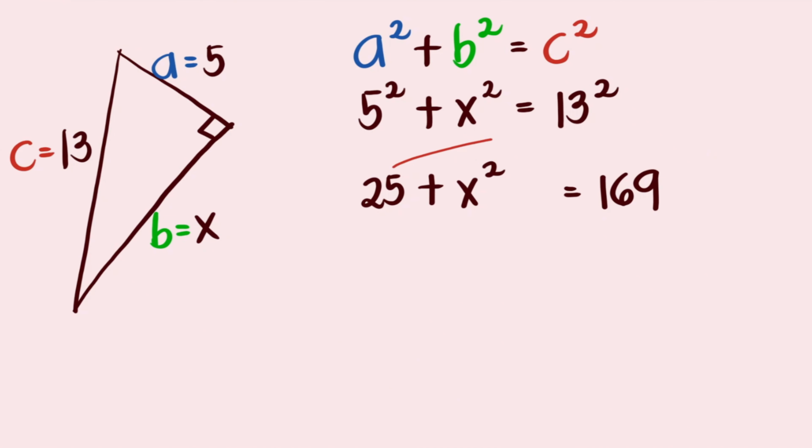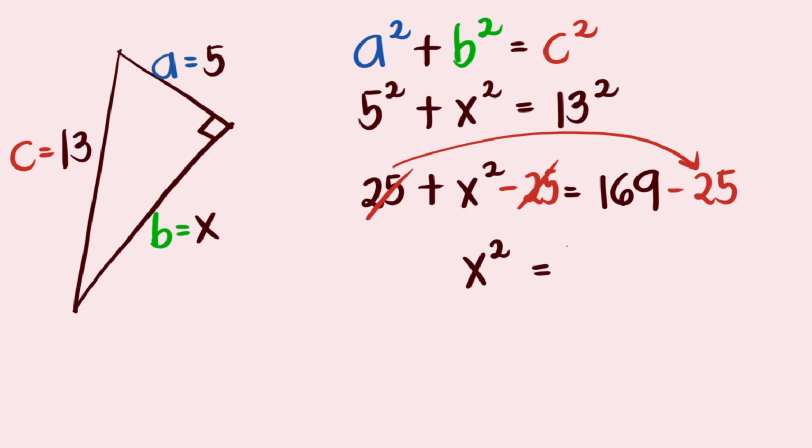We can move 25 to this side by subtracting 25 on both sides. We have 25 plus x squared minus 25 is equal to 169 minus 25. Now, 25 minus 25 is 0, thus the remaining term on the left side is x squared. And it should be equal to 169 minus 25, which is 144.